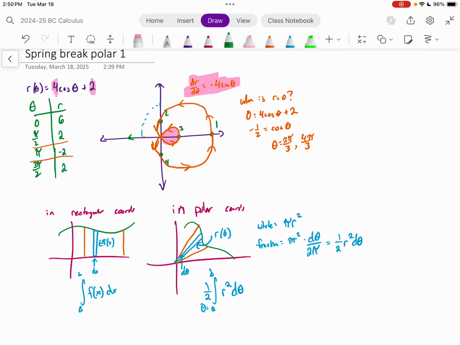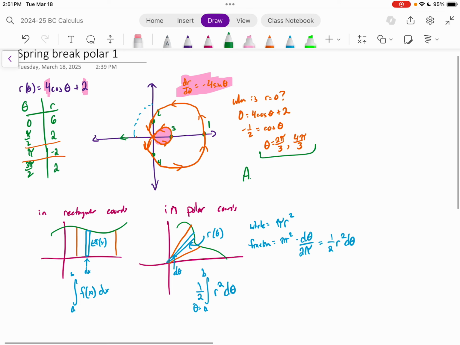Okay, so to find the area of the inner loop, the hardest thing you're going to end up doing in polar coordinates is to think about what my limits are. Where does this loop start and where does it end? Fortunately for us, we've done that already up here. We said 2 pi over 3 and 4 pi over 3. So if I'm trying to find the area of this inner loop, we're going to go from 2 pi over 3 to 4 pi over 3.